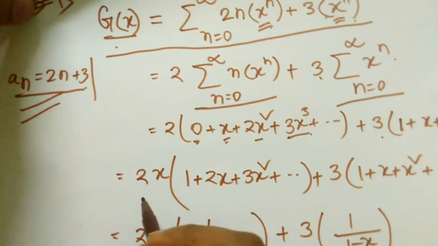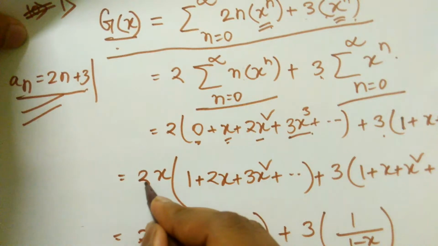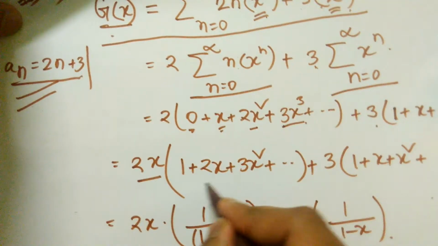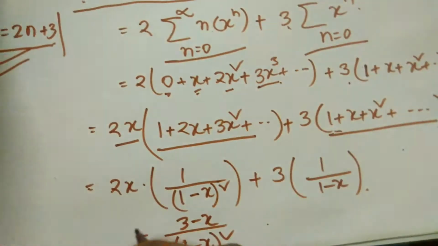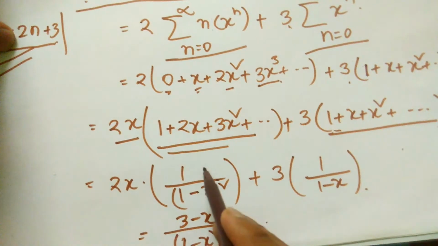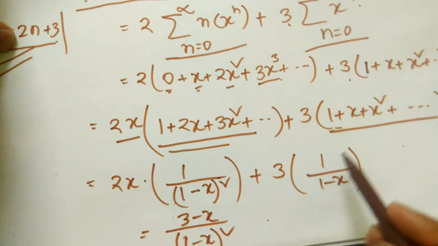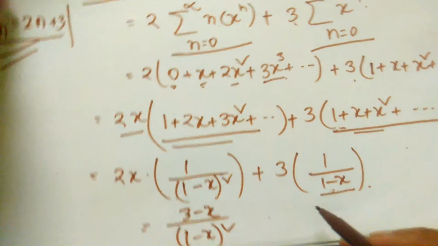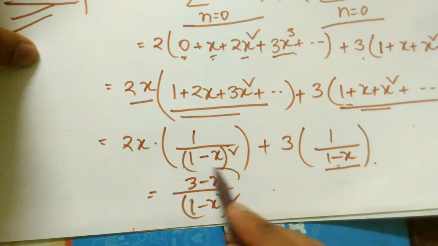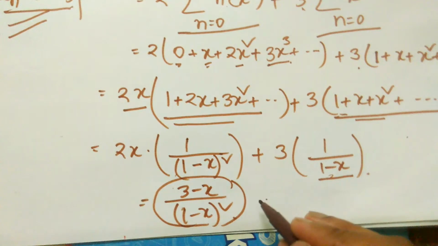After that, we are getting x common here, so we get 2x, and after that we will get this term, and here this term. And we know from the infinite series, the formula of this term is this 1 by 1 minus x square, plus for this term the formula is 1 by 1 minus x. So if you simplify this, we will get this thing. So the answer is option D.